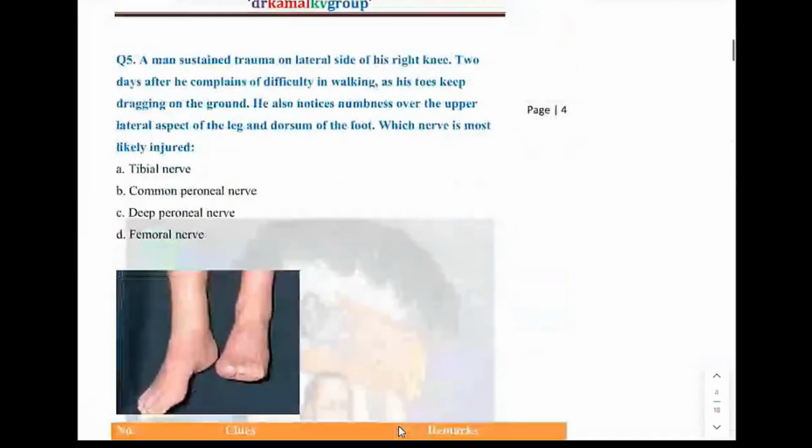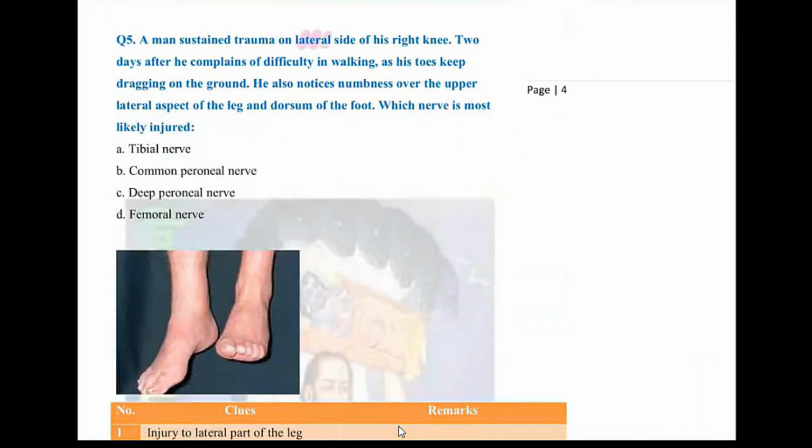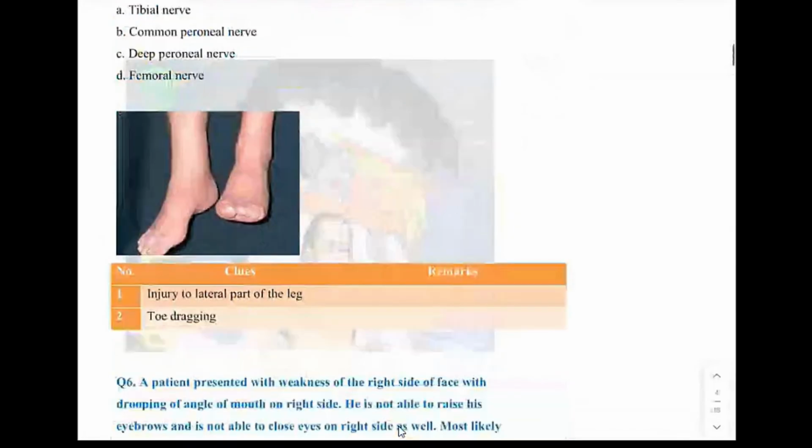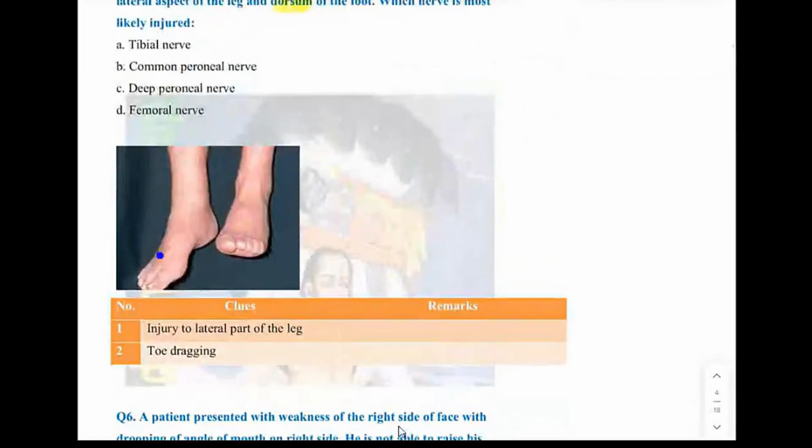The next question: a patient has trauma to the lateral side of the knee joint, and after this, whenever he was walking, he complained that the toes were dragging on the ground, and this is also associated with numbness over the upper lateral aspect of the leg and the dorsum of the foot. Now which nerve is gone? The important clue is injury to the lateral part of the leg. Secondly, the toe is dragging. It means the patient is not able to dorsiflex the foot. So this movement is absent, as we can see here.